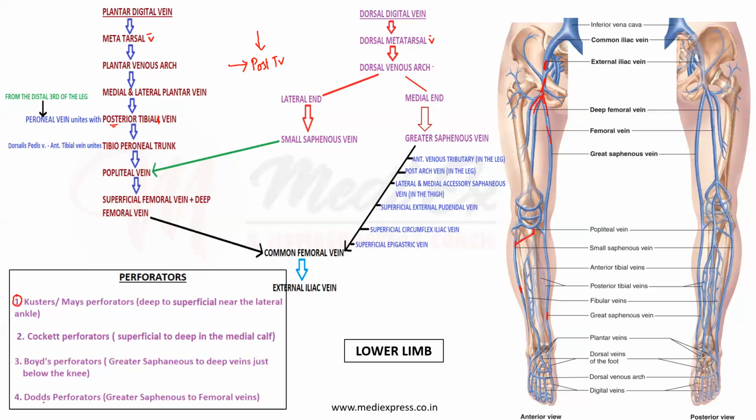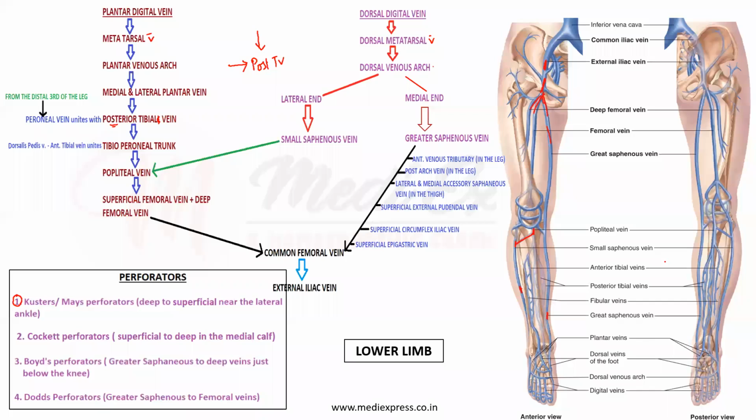And again, we have Dodd's perforators, that is great saphenous to femoral veins. So this is one exception. This is very important: Custer's or May's perforator, that is deep to superficial near the lateral ankle. The other three are Cockett's perforator, Boyd's perforators, and Dodd's perforator. Repeatedly, these questions are jumbled up and asked again and again in your examinations. Very important, and you need to know about it.